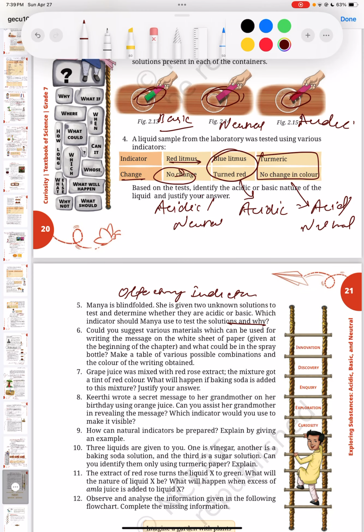Could you suggest what waste material can be used for writing the message on the white sheet given at the beginning, and what could be in the spray bottle? Various combinations and colors of the writing can be obtained. I think you can do this as an exercise. It's a fun exercise to do.